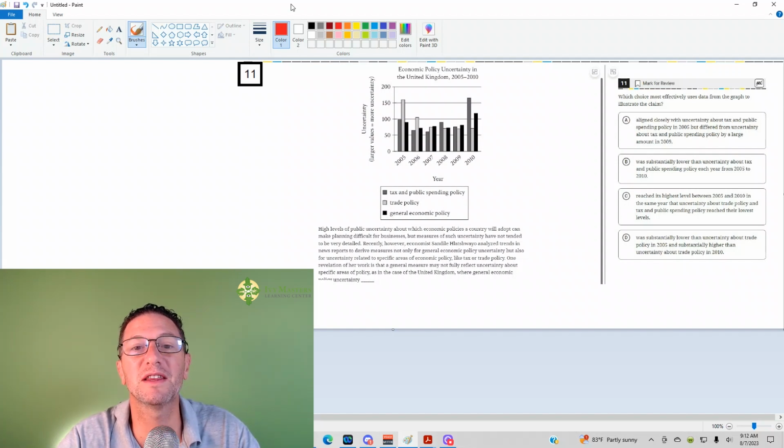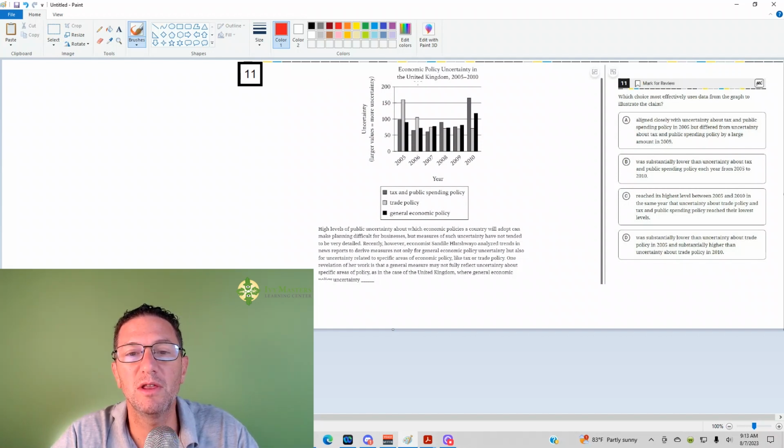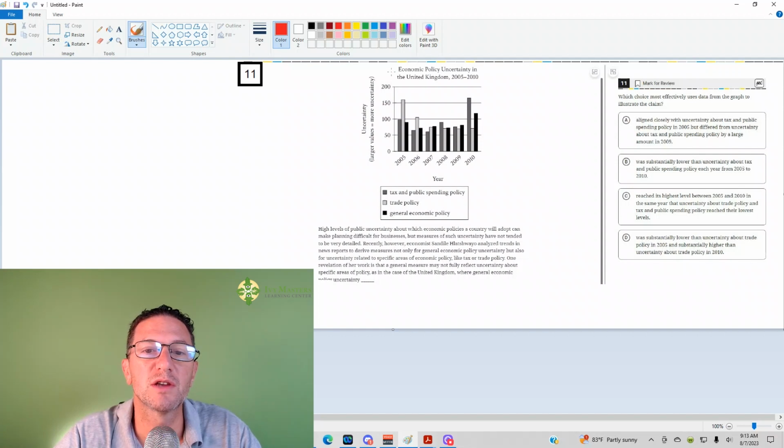And today we're going to look at the 11th question from the Digital SAT Test 1 Module 1 from the Bluebook app. Number 11 begins with a bar graph. So what do you want to do? You want to have an idea of what's going on in a bar graph before you go looking at the passage and go looking at the answer choices.